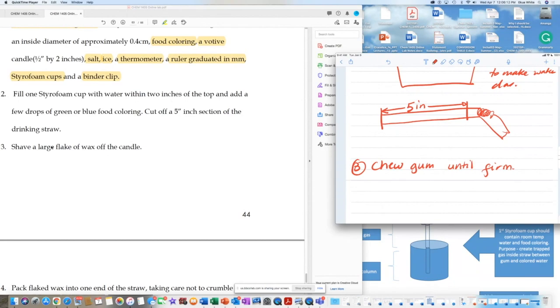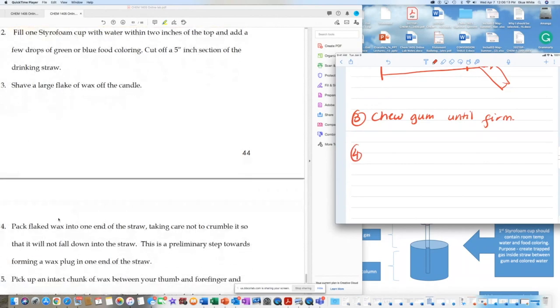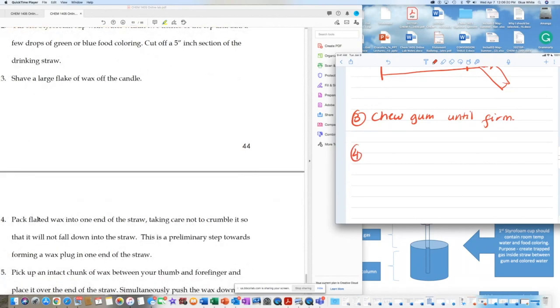Okay. Where are we? Number three is done. Number four, it says pack all this stuff. So we're skipping number four again. For number four, it says pack this. So you're packing the flaked wax into one end of the straw. I see what it didn't say. I didn't really realize this.